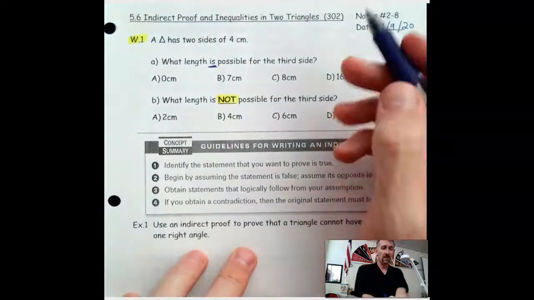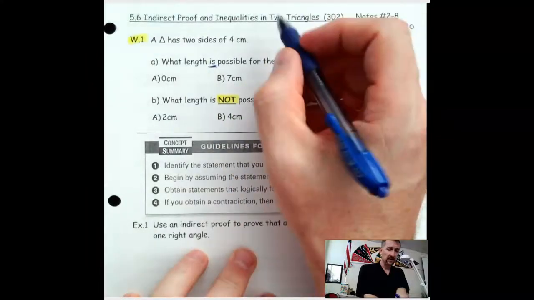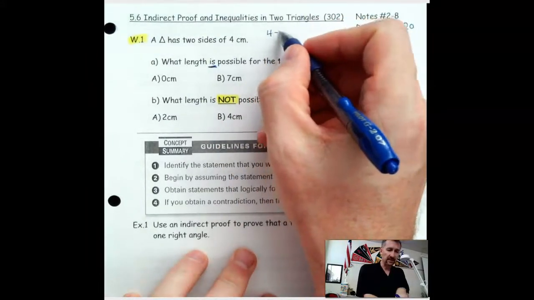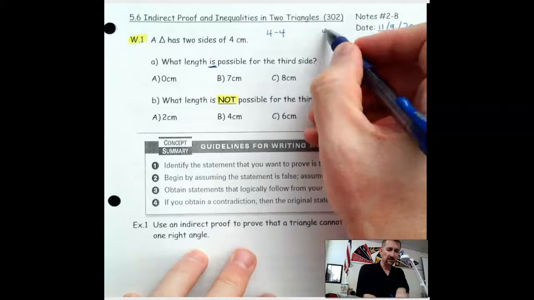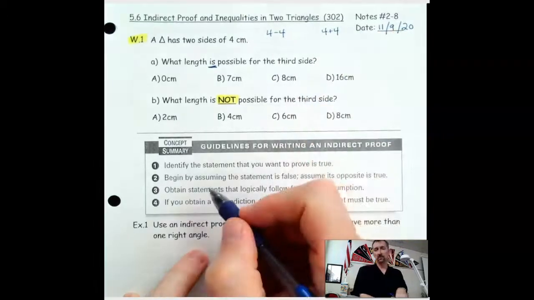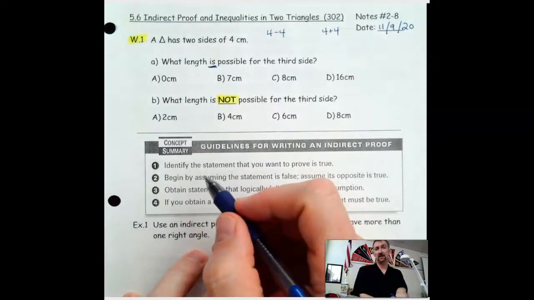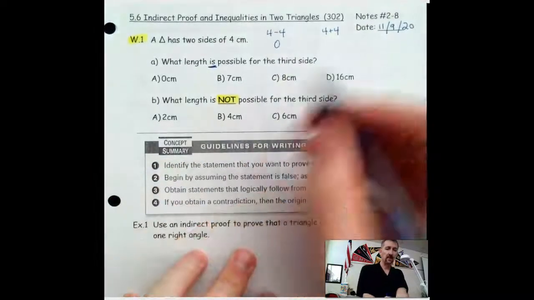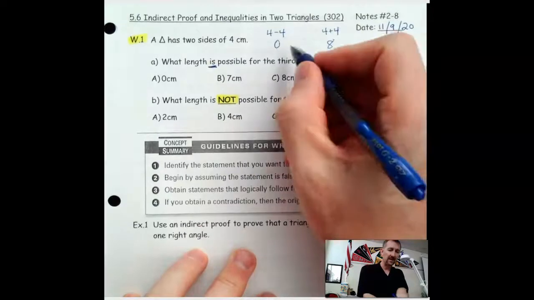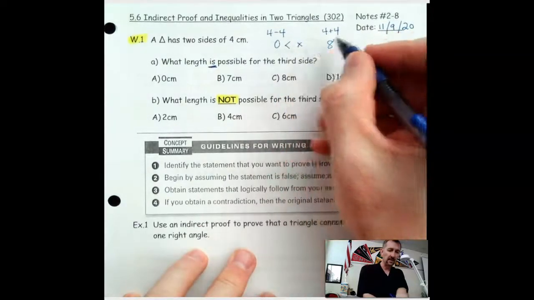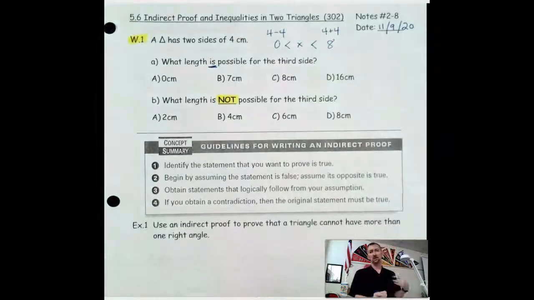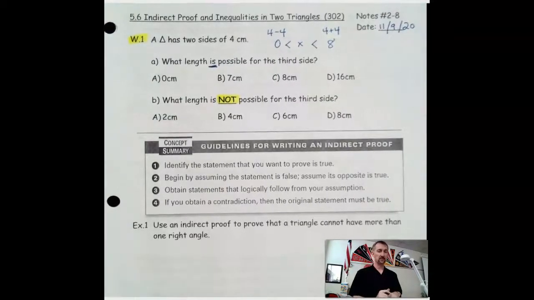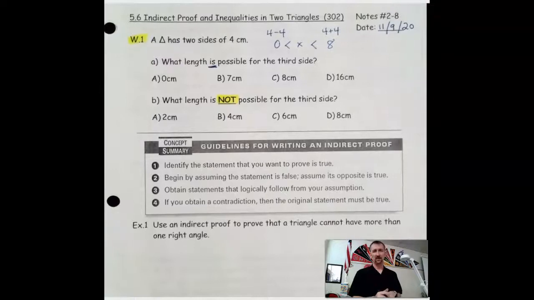So if you remember, the way we do that is we subtract the two sides and we add the two sides. Very simple. That's going to give us the least and the greatest boundary. So if we subtract the two sides, we get 0, and if we add the two sides, we get 8, which means that our side has to be between 0 and 8. Cannot be equal to 0 or 8. And 0 wouldn't make sense anyway. This is a side length of 0.